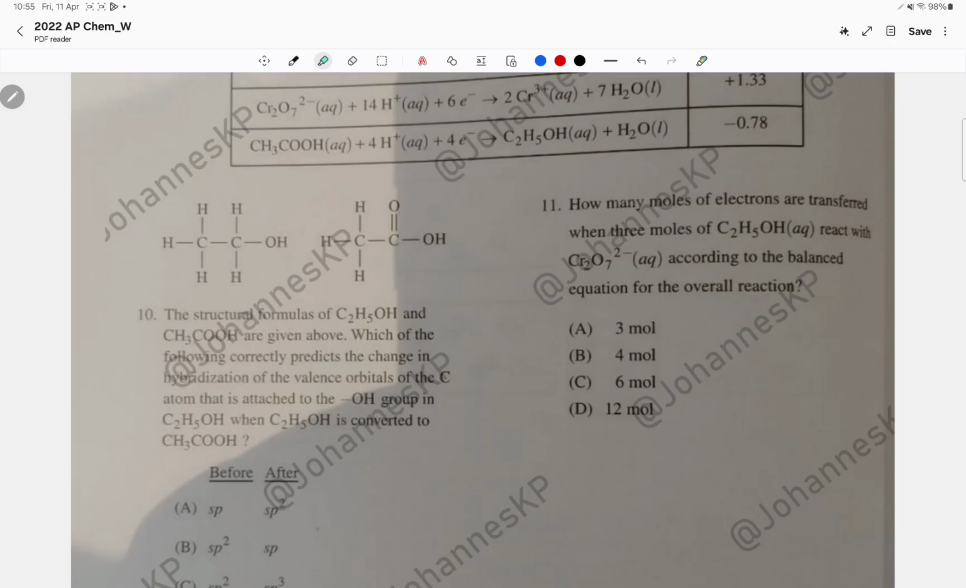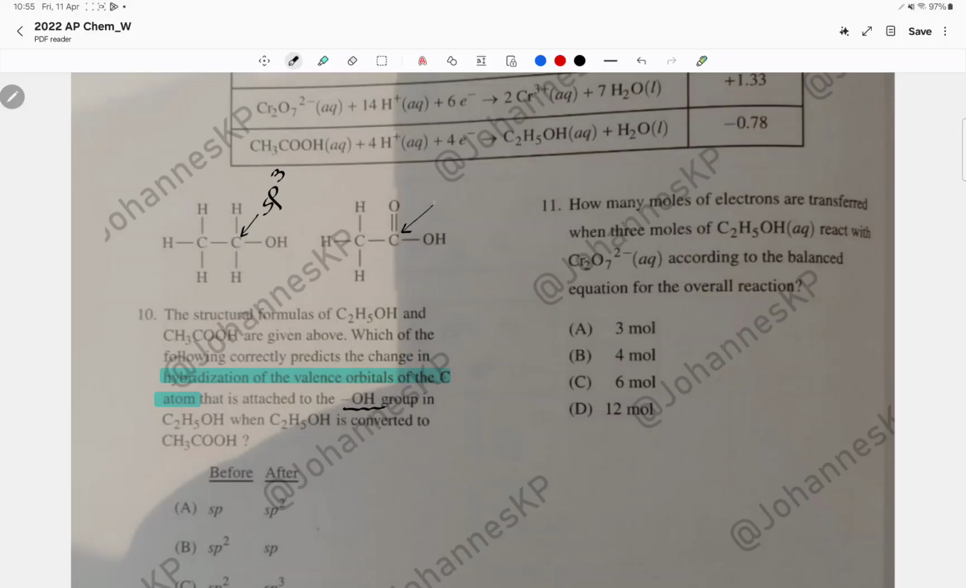Okay. Which of the following gives the correct hybridization of the valence electrons of the C atom? So that's the C attached to the OH. How many things do you see on the C? 4. So that's going to be sp3.